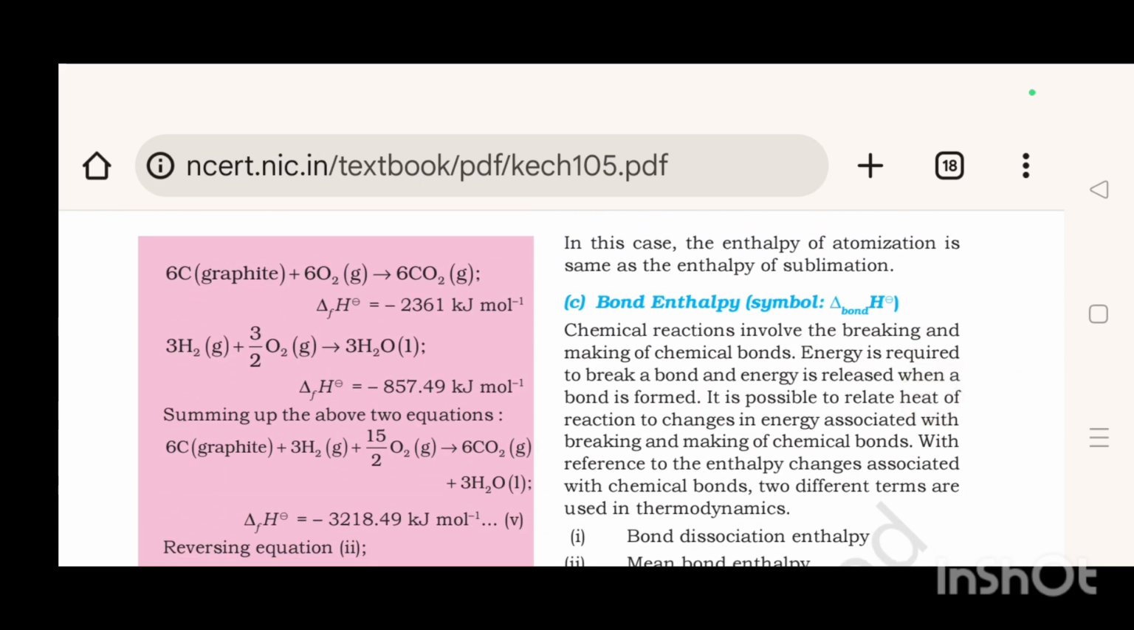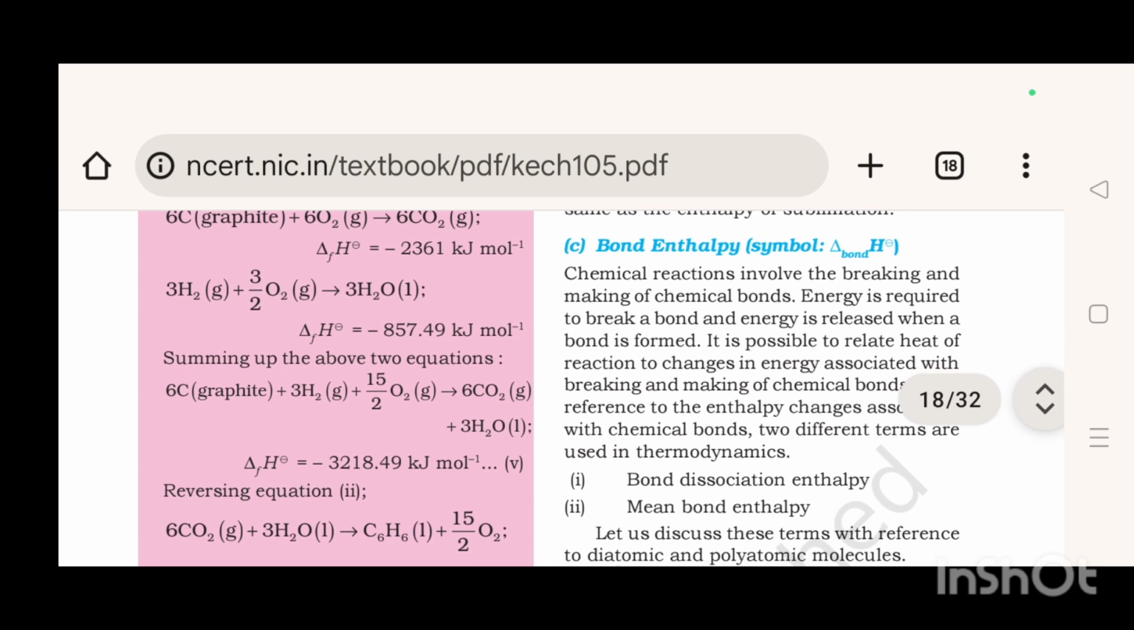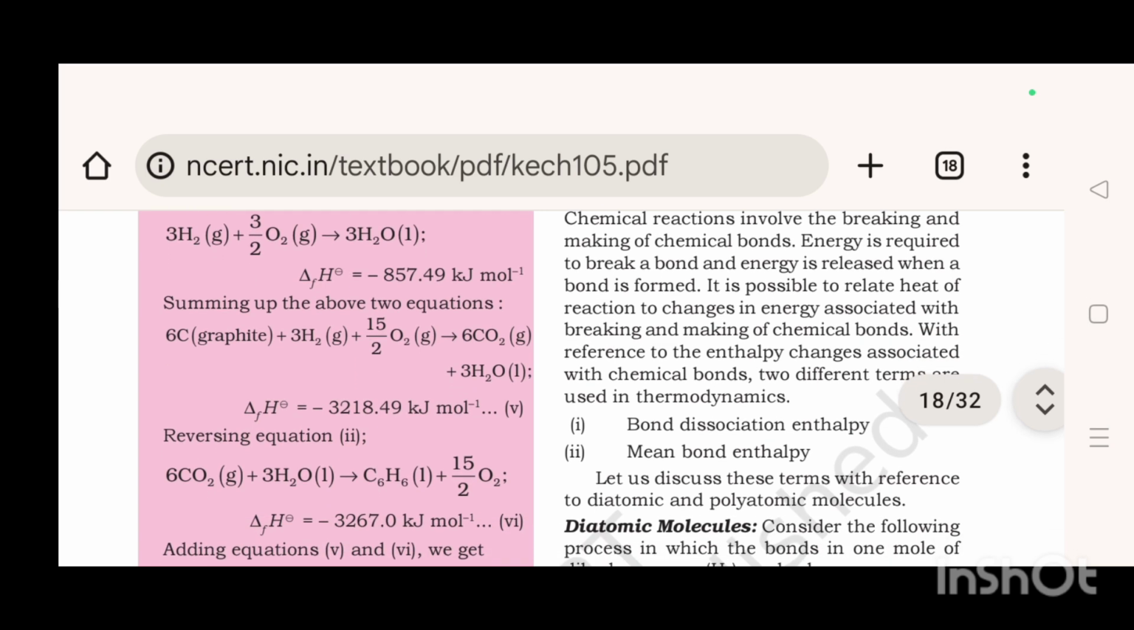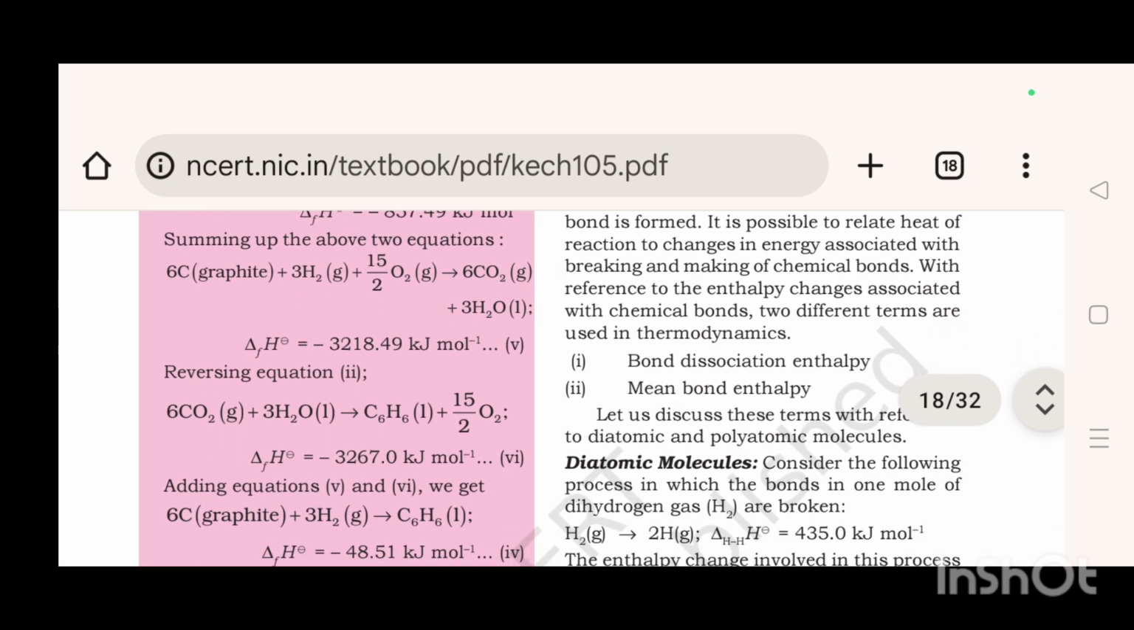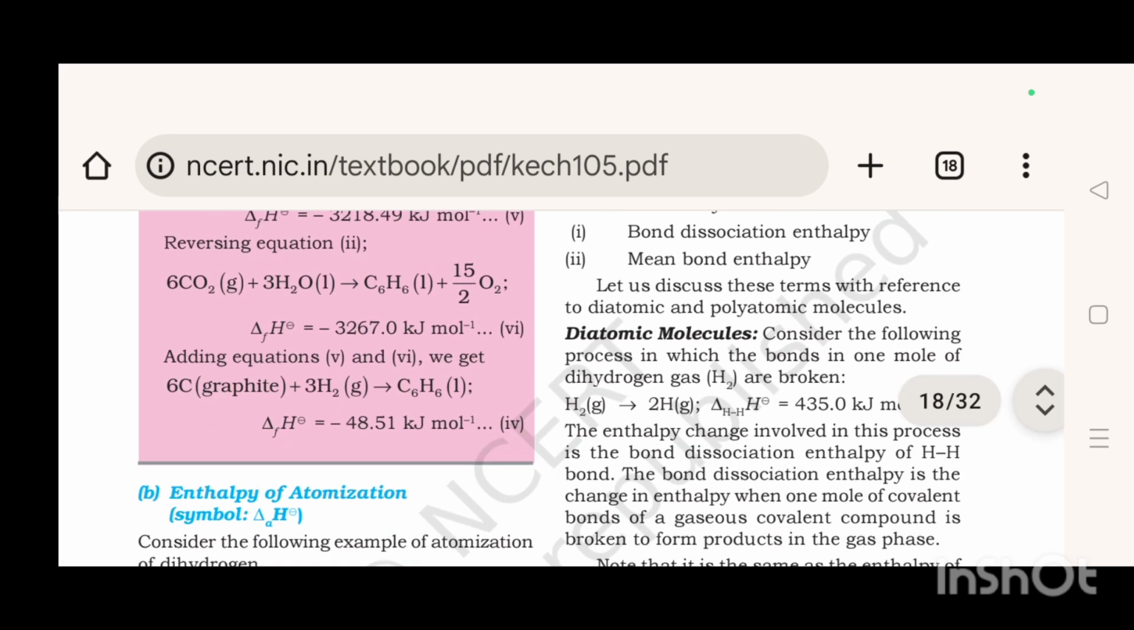Bond energy, symbol ΔbondH. Chemical reactions involve the breaking and making of chemical bonds. Energy is required to break a bond, and energy is released when a bond is formed. It is possible to relate the heat of reaction to changes in energy associated with breaking and making of chemical bonds, with reference to the enthalpy changes associated with chemical bonds. Two different terms are used in thermodynamics: bond dissociation enthalpy and mean bond enthalpy. Let us discuss these terms with reference to diatomic and polyatomic molecules.